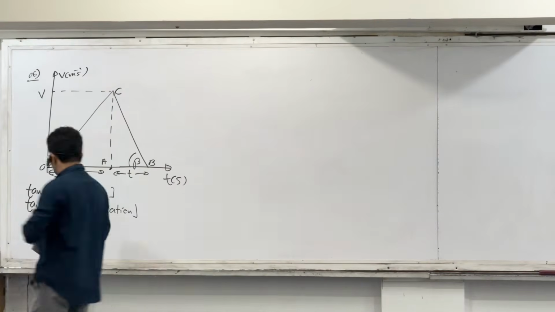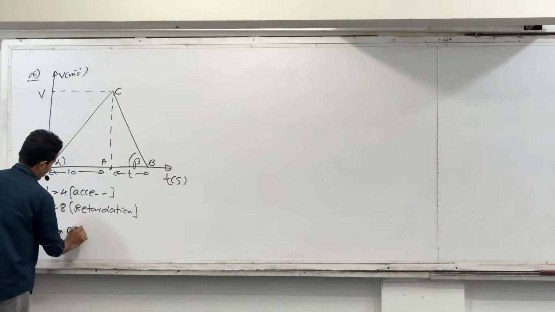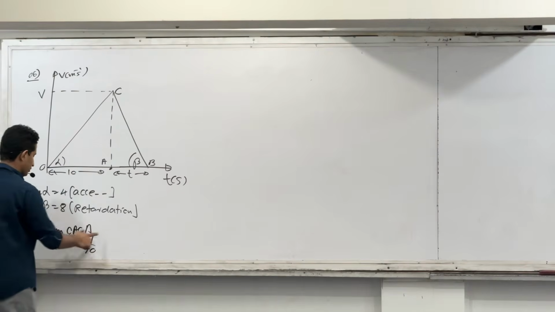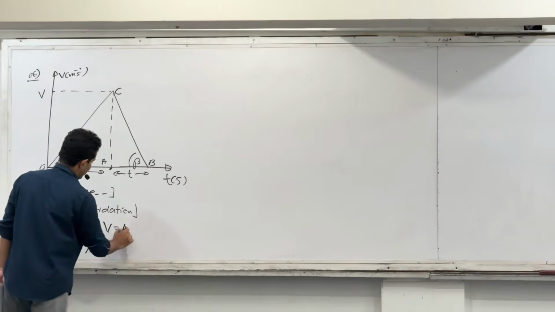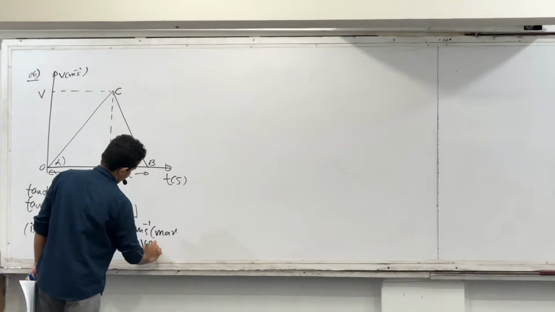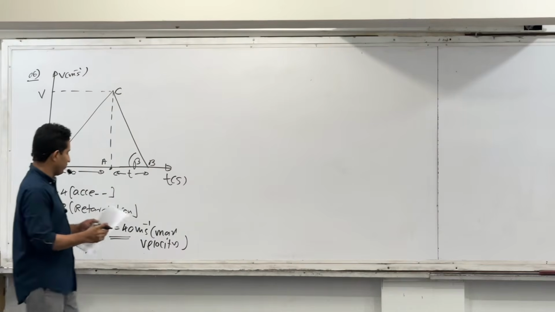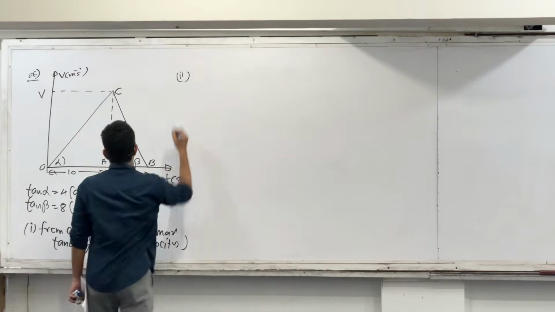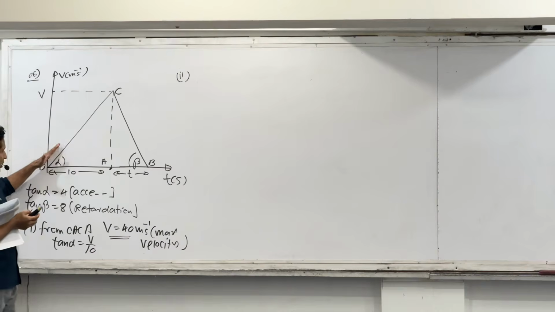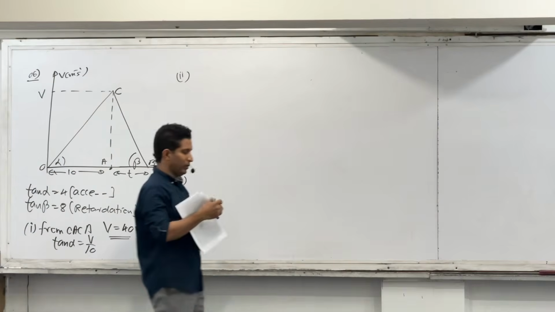From the OAC triangle, tan alpha equals V divided by 10. Now V equals 10 tan alpha, so V equals 40 m/s. That is the maximum velocity. Then, displacement during the time of acceleration is the area under the curve when it accelerates, the OAC area.